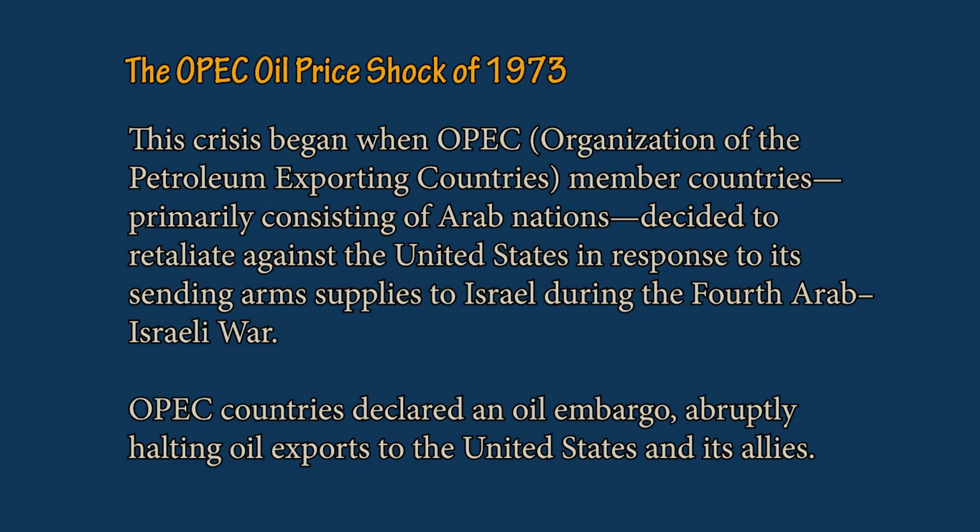This crisis began with the OPEC countries, which consist of the Arab nations. They decided to retaliate against the United States, which was supplying arms to Israel during the fourth Arab-Israel war. They said, no more oil. OPEC countries declared an oil embargo, abruptly halting oil exports to the United States and its allies.